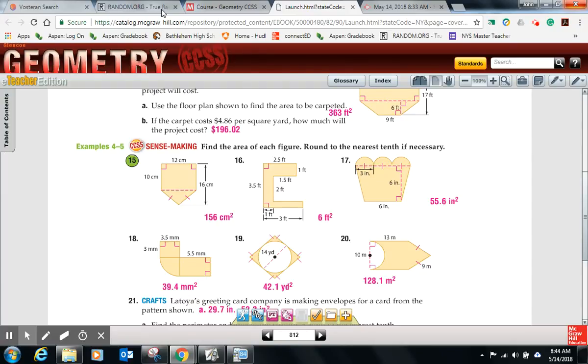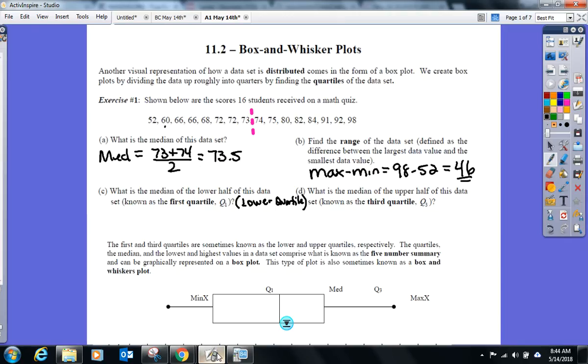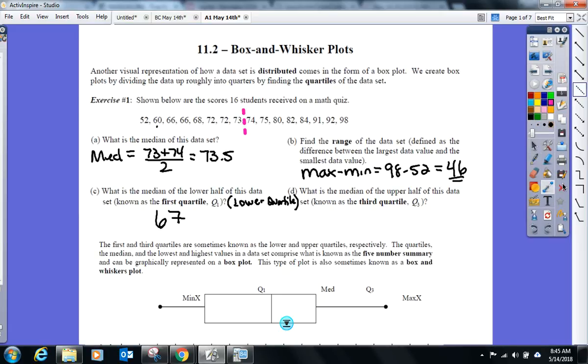What is the median of the lower half, the middle number here? Anybody want to take this? What do you got, Marco? 67, perfect. Hopefully you took half of 66 and 68. So 67, there it is.